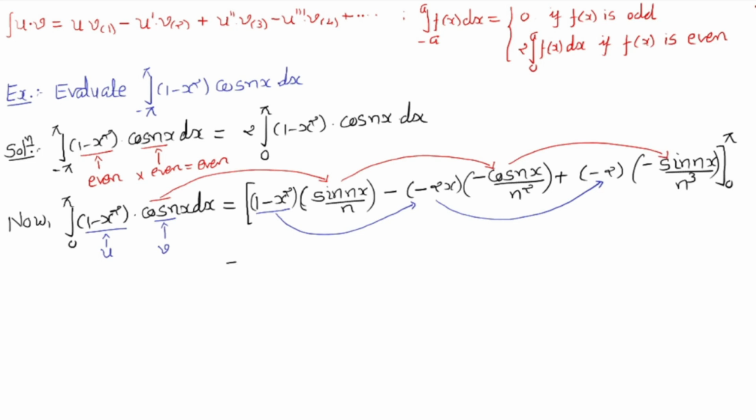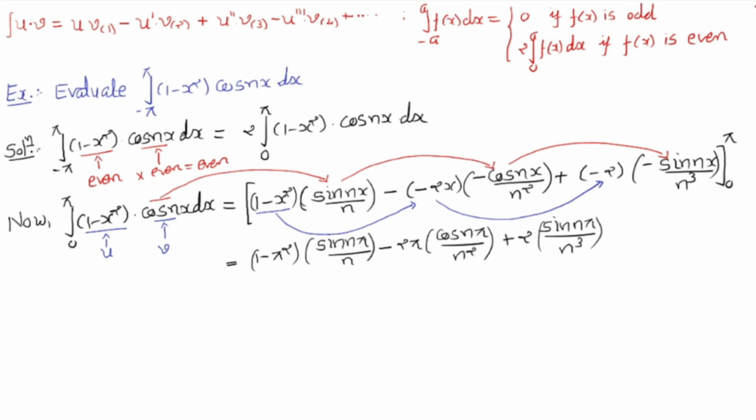So now let us substitute the upper limit. x is equal to pi, so 1 minus pi square, sin n pi over n, minus minus 2 pi into minus cos n pi upon n square, plus 2 into sin n pi divided by n cube, minus the same for the lower limit. When x is equal to 0, sin 0 is 0. In the second term x equal to 0, so it is 0, and in the third term sin 0 is 0.